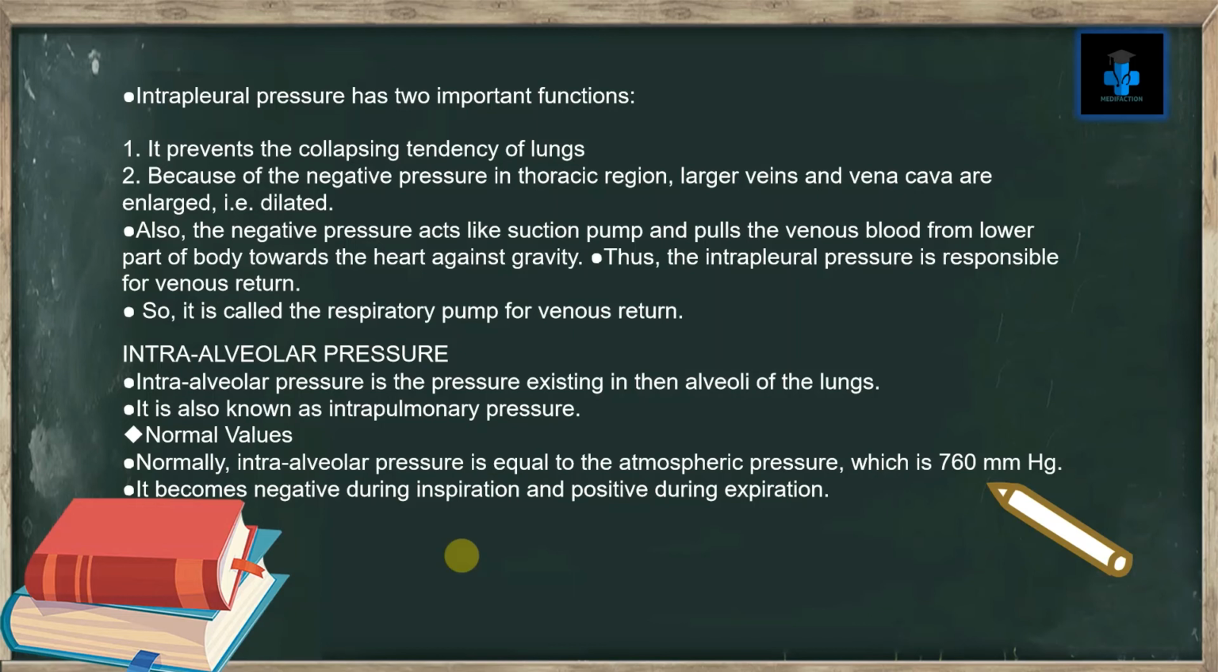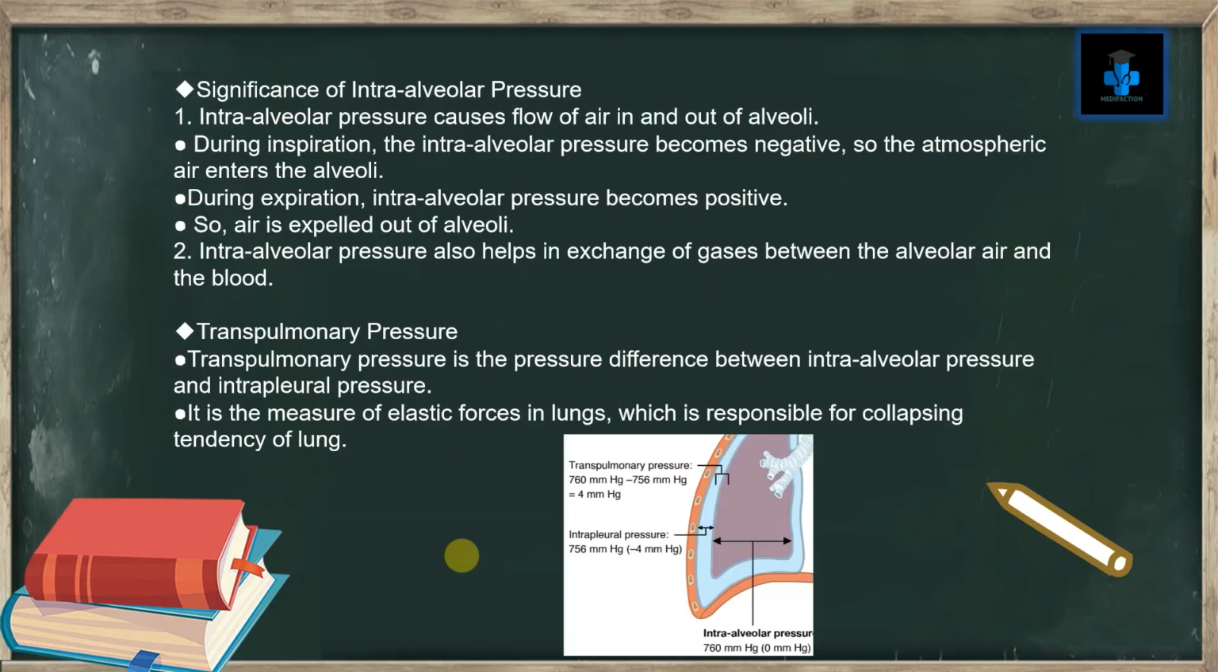Next, moving on to intra-alveolar pressure. Intra-alveolar pressure is the pressure existing in the alveoli of the lungs. It is also known as intrapulmonary pressure. In normal values, the intra-alveolar pressure is equal to the atmospheric pressure, which is 760 mm of mercury. It becomes negative during inspiration and positive during expiration.